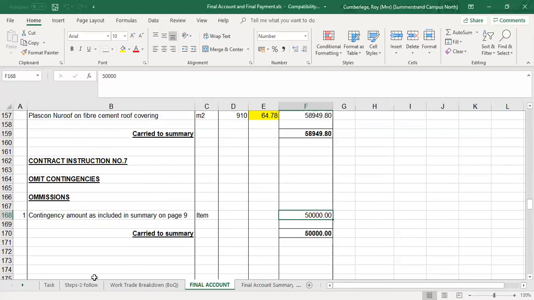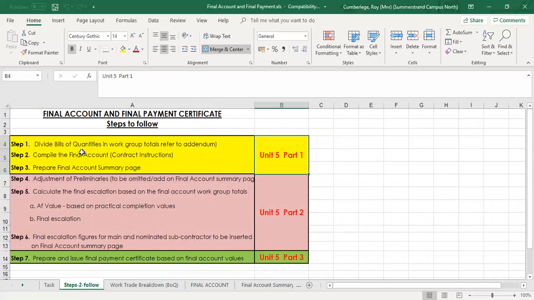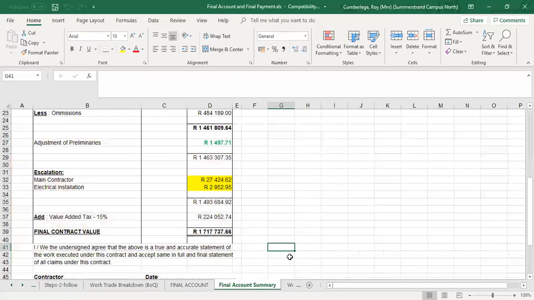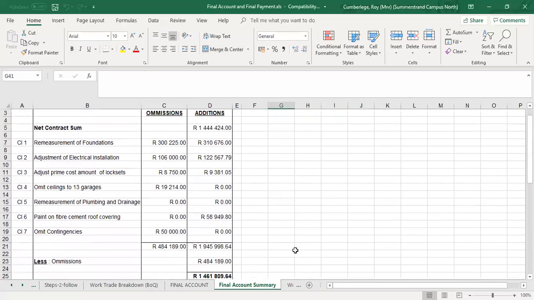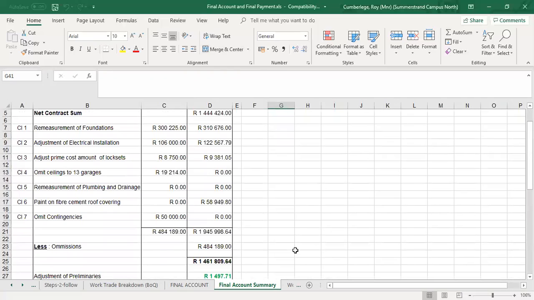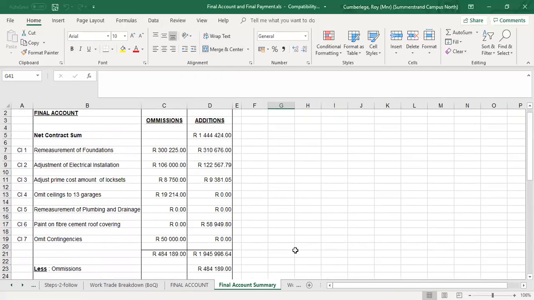So very minimal. So we completed the final account. If we go back to step 3, which is now a summary of the final account, the final account summary page, we'll only touch on a portion thereof, and in my later lectures I will continue. The summary page here is basically to transfer the totals for the various contract instructions to a final account summary page. So in this case, we will start off with the net contract sum.